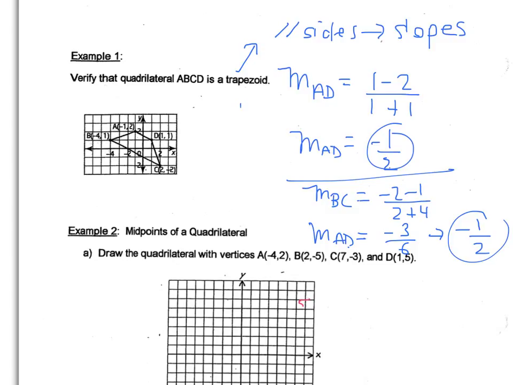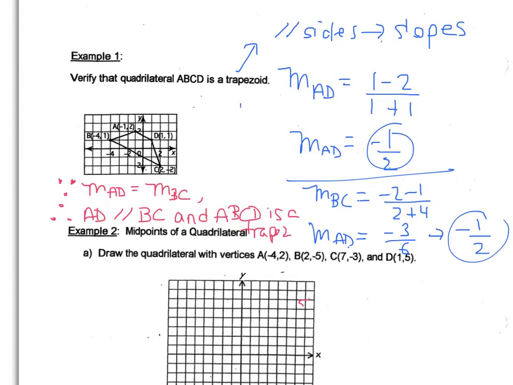So what we're going to say for our conclusion, I'm going to put it in red because I feel like it's really important that you remember how to do this. We're going to say, since the slope of AD is equal to the slope of BC, so that's what we proved, therefore AD is parallel to BC and ABCD is a trapezoid. So we're saying what we did, what it proves, and our conclusion.